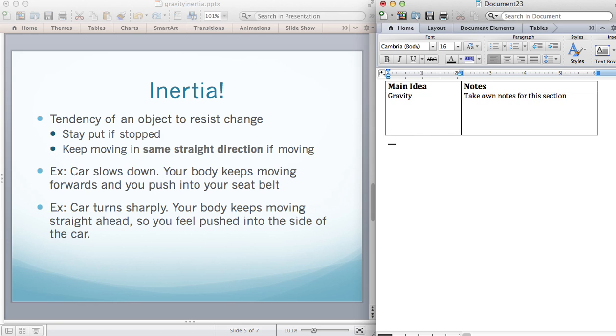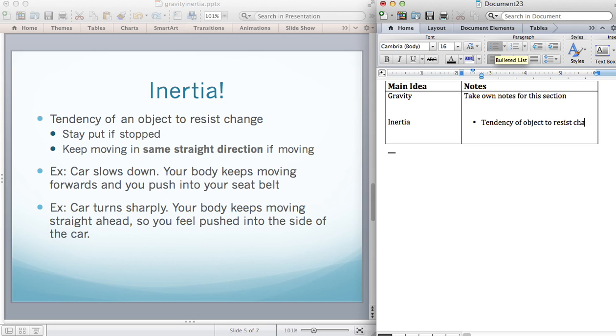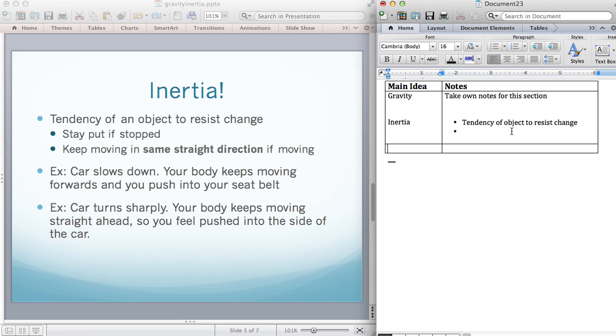So inertia is the tendency of an object to resist change. So that's kind of a weird scientific definition. What that means is an object wants to stay put if it's stopped and keep moving in the same straight direction if it's moving. So what this means is we want to stay put if stopped, keep moving straight if moving.